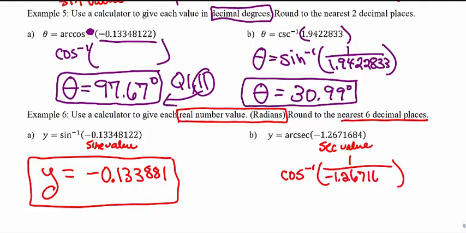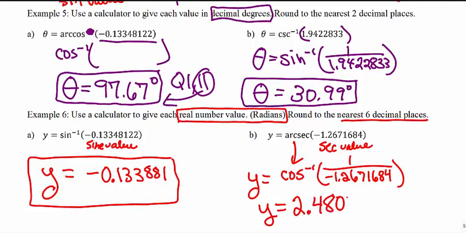So we're going to put this under 1. We're going to take the reciprocal of the function and the reciprocal of the input. So we're looking for an angle that has this cosine value. We're going to type that into our calculator, and I get a radian value of 2.48024. So this is our angle in radians that has a cosine value of this fraction, and a secant value of the reciprocal.